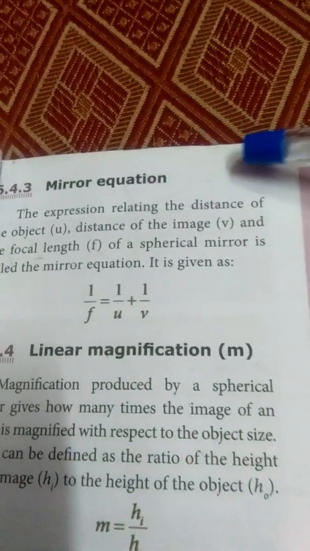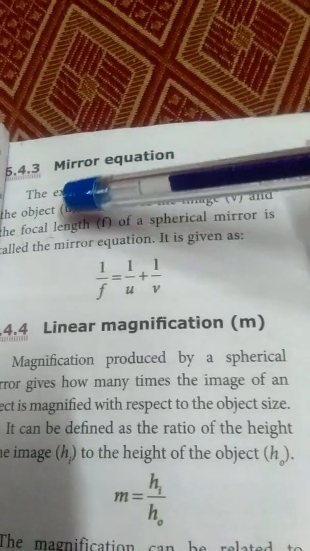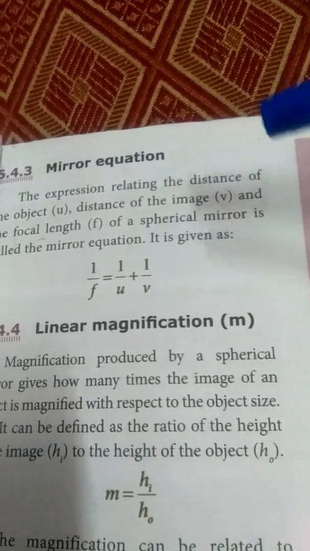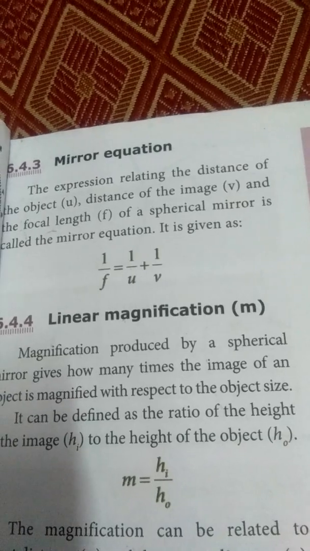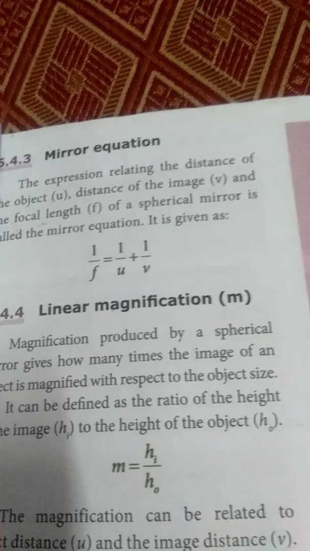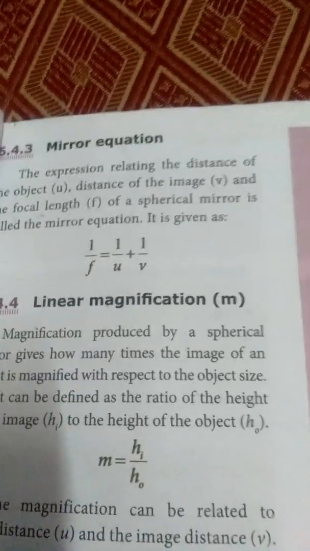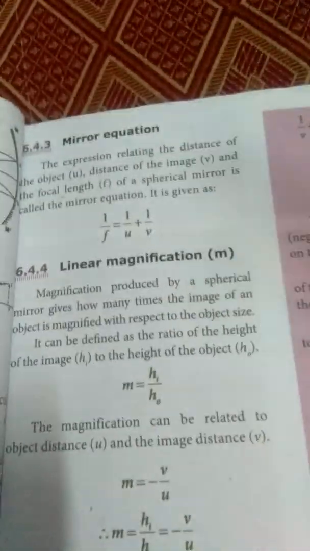So next you see the mirror equation. The expression relates the distance of the object, which we take as u, and the distance of the image, which we take as v. Now we want to calculate the focal length f of a spherical mirror. This is called the mirror equation: 1 by f equals 1 by u plus 1 by v. This equation is important, as some calculations come from it.